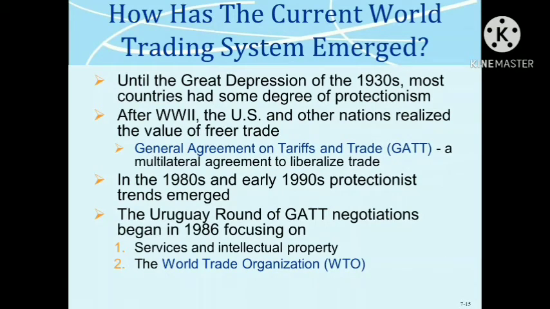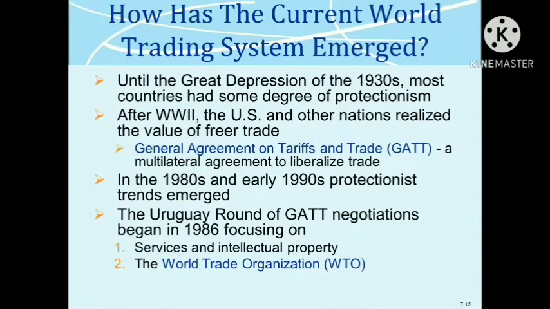How has the current world trading system emerged? Until the Great Depression in the US in the 1930s, most countries had some degree of protectionism. After World War II, the US and other nations realized the value of freer trade. Thus the GATT, or the General Agreement on Tariffs and Trade, began, which is a multilateral agreement to liberalize trade. In the 1980s and early 1990s, protectionist trends emerged.